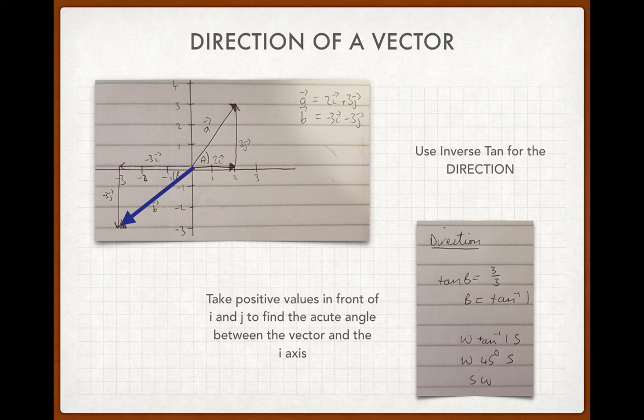Now when you want to put the west and the south on it, look at which vector you've drawn first. We've drawn minus 3i, that's going westerly, so that goes in front of the angle, and the south was drawn second, so that goes after the angle. So there are 3 possible ways of writing that: west inverse tan 1 south, or west 45 degrees south, or southwest.